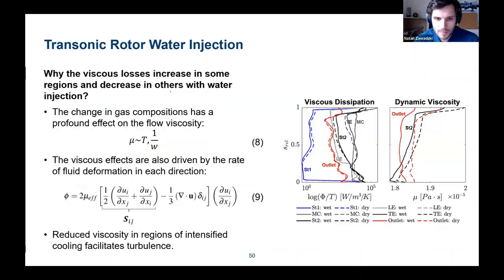Also, there is another influencing factor, which is the vapor fraction. Because you have more and more vapor throughout the stages, it alters the thermodynamic properties of the flow. So eventually we have been able to lead back some of the changes in the flow to the observed trends in the entropy savings, so to say, or in less entropy generation when water is injected.